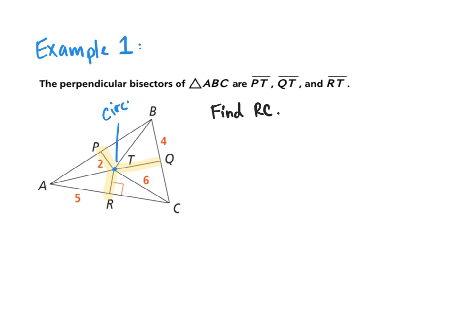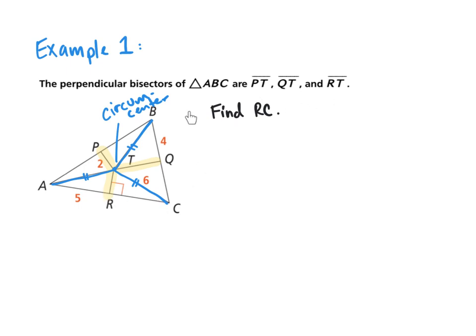That is the circumcenter of our triangle, which means that it's going to be equidistant from all the vertices of the triangle. So, from T to B, from T to C, and from T to A, those distances should all be the same. So if it asks us to find RC, well, let's look at that. RC is actually not one of those segments we just talked about, right? Segment RC is right here.